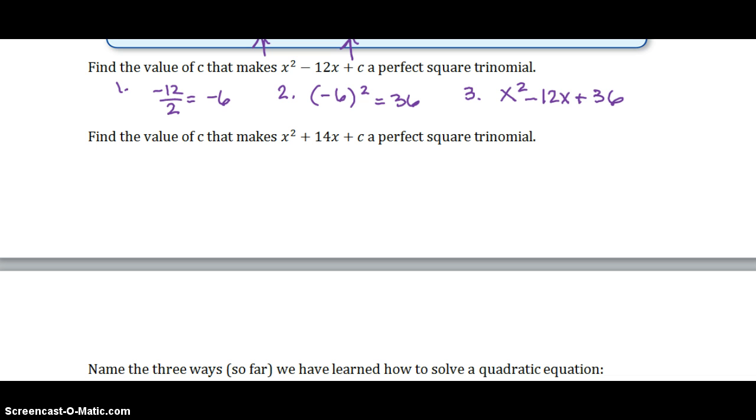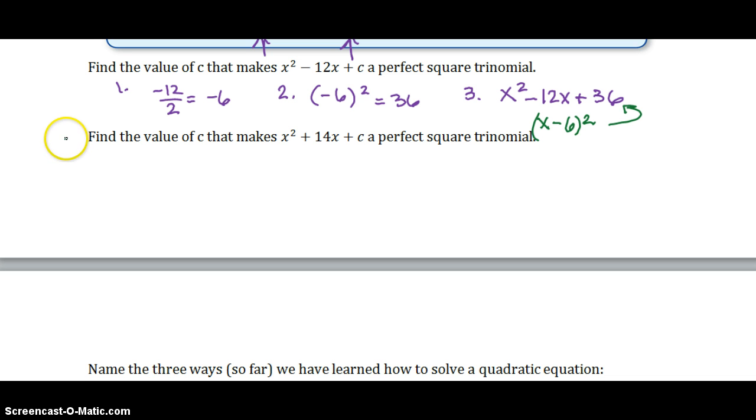Now if I wanted to check myself, is that a perfect square trinomial? How would I factor that? It would be x minus 6 squared. We made that a perfect square because the square root of 36 is 6 and the square root of x squared is x, and if you FOIL it out, it'll go right back to being that trinomial.